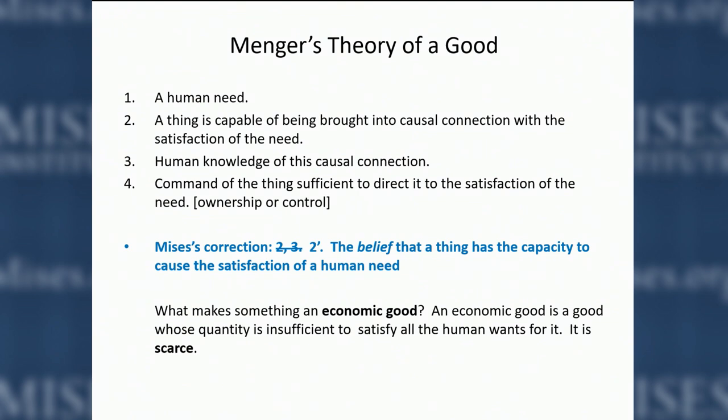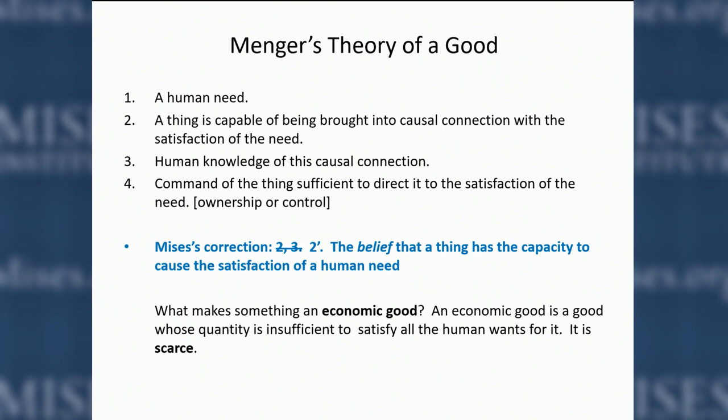Okay, so Menger came up with a theory of what a good is. What are the preconditions of a good? He said before there can be a good, and this was his first chapter, the theory of the good, there must be a human need. Somebody must need something or want something, want to satisfy their hunger, or want to satisfy their want for a luxury car. Whatever it may be, the action is always stimulated by a want or a need. The second precondition is the thing must be capable of being brought into causal connection with the satisfaction of the need. So when you buy the Maserati, okay, that Maserati, you're imagining, before you purchase it, will cause the satisfaction of your want for luxury transportation.